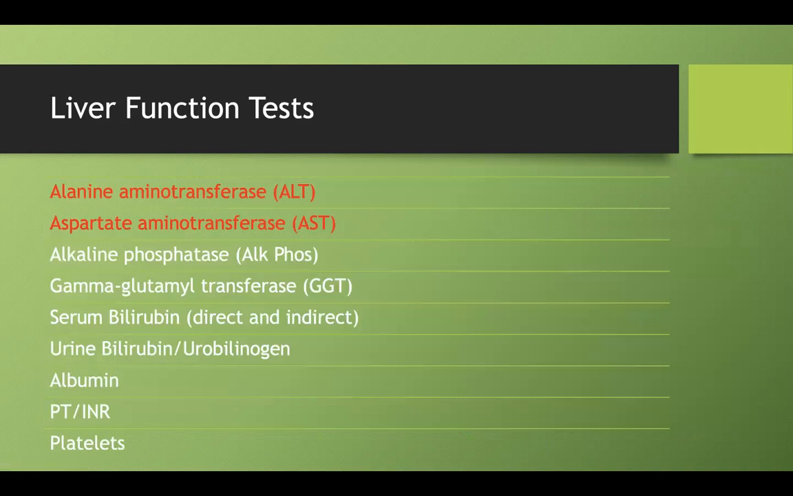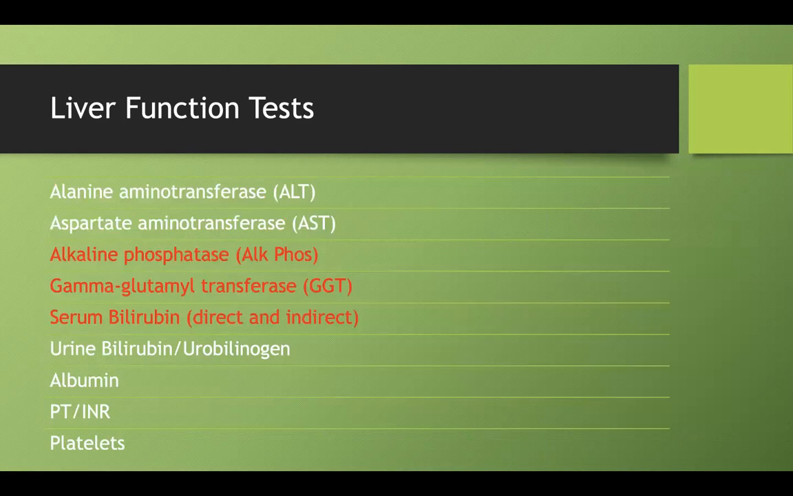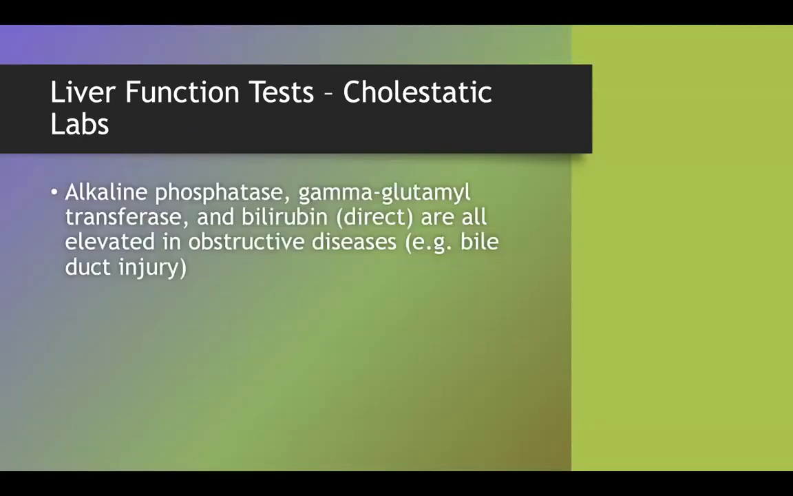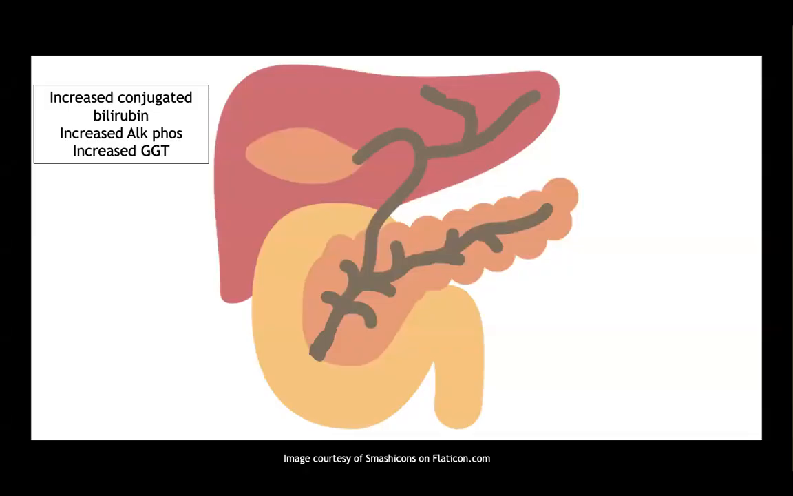So now that we've talked about the aminotransferases, I want to talk about our favorite cholestatic labs, our favorite obstructive labs that we've gone through so many times now in the pancreas and the gallbladder section. So, alk phos, GGT, direct bilirubin, they're all going to be elevated in obstructive diseases. And we went over each of these in our hepatobiliary section in great detail.